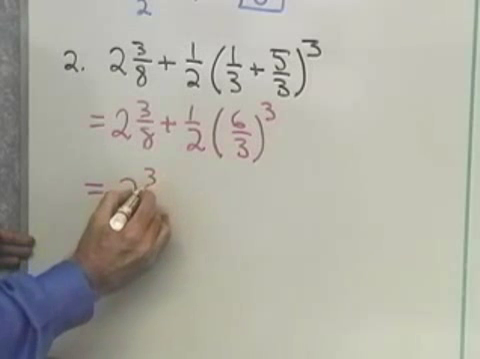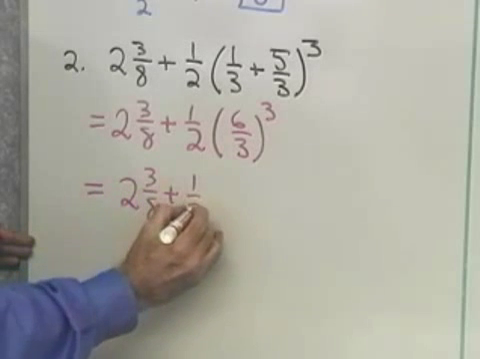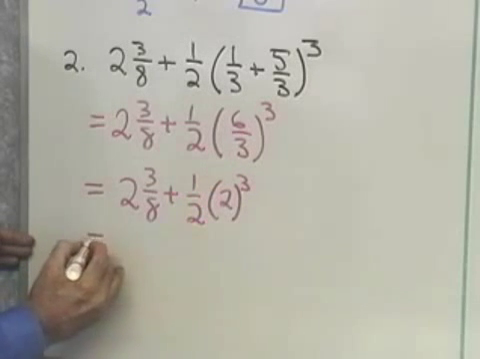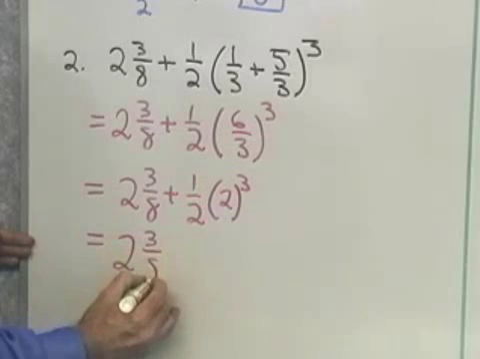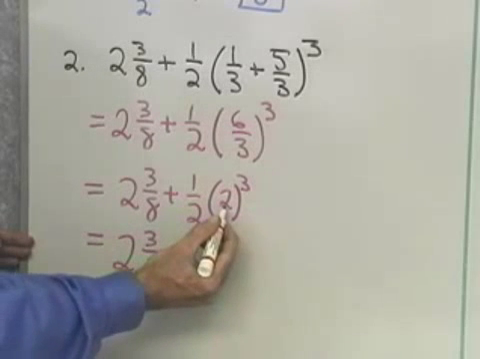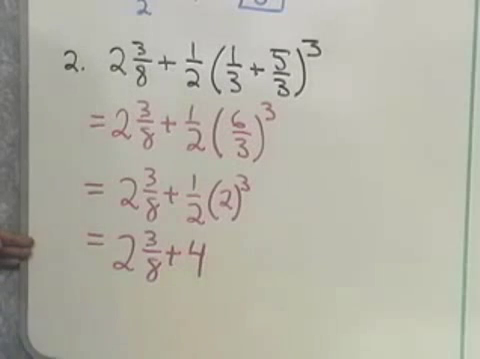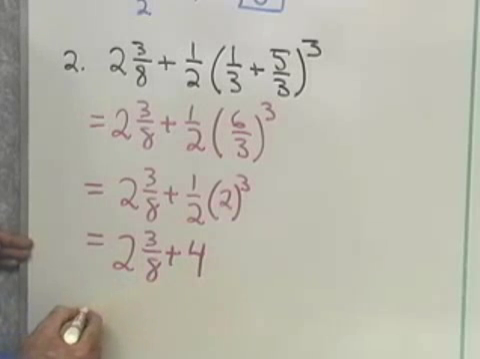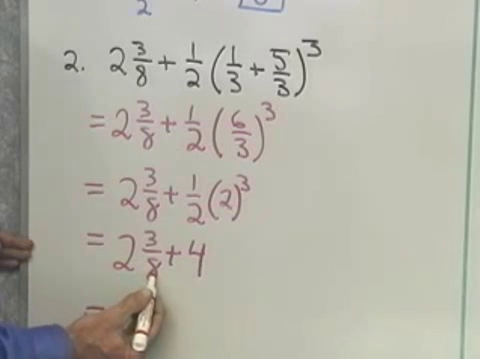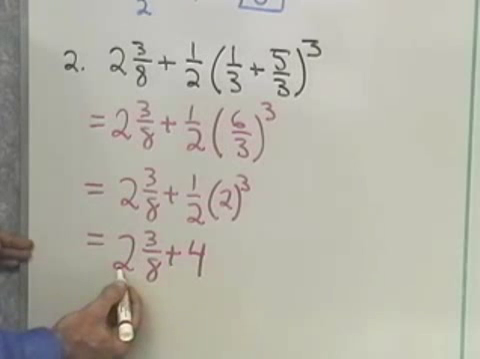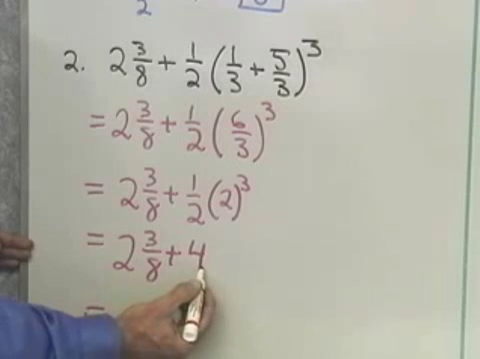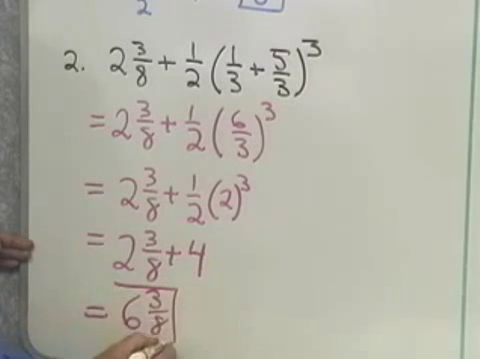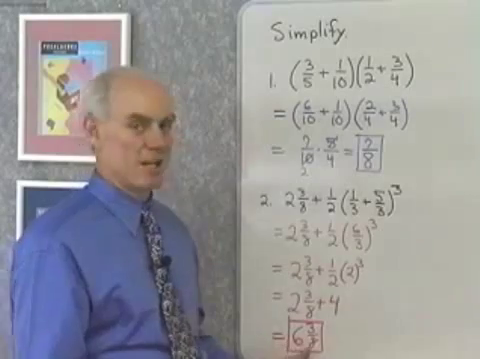So 2 3/8 plus 1/2 times 2 cubed. 2 cubed is 8 times 1/2 will give me 4. Now, I'll add the fraction parts. 3/8 plus 0 is 3/8, and the whole number parts, 2 plus 4 is 6. So I end up with 6 3/8 for this problem. So 6 3/8 is the answer to that.